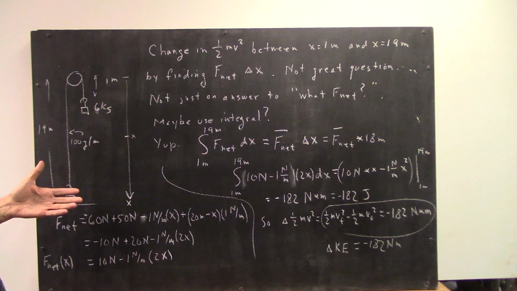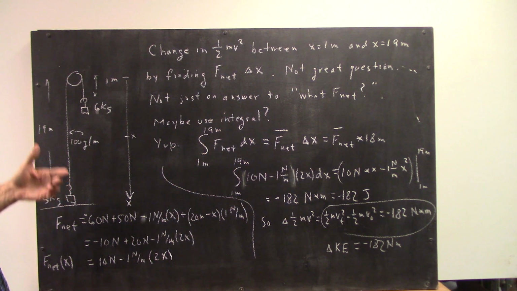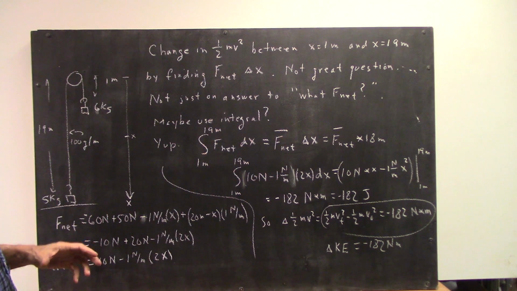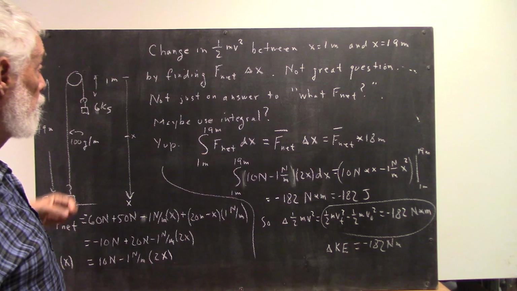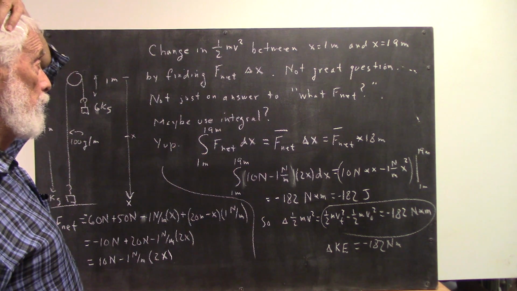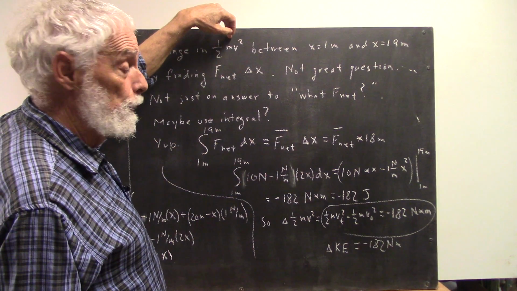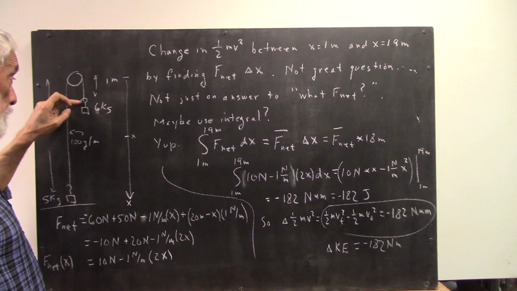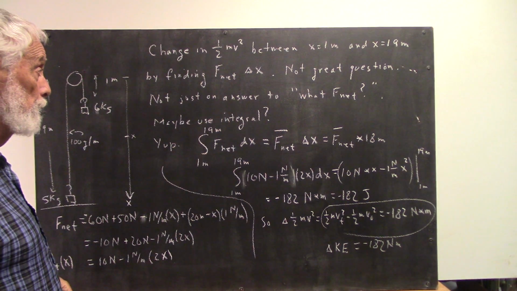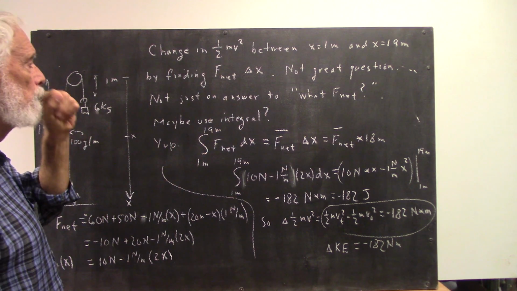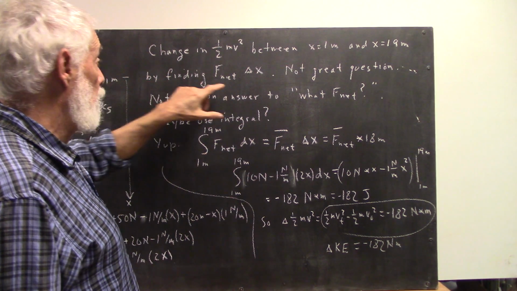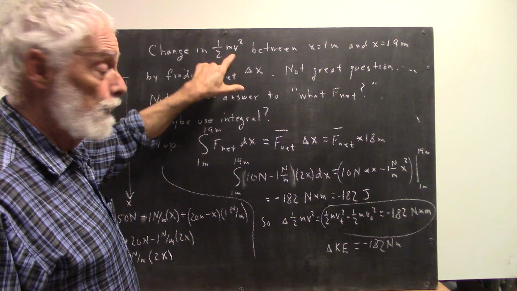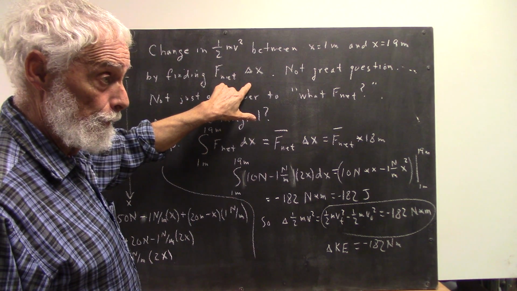We won't get the equation of motion, but we will be able to find the velocity of this object at any point using the work kinetic energy theorem that we derived in the preceding video. Okay, so we can say now that the change in the 1/2 mv squared using that result between x equals 1 meter and x equals 19 meters, between here and the floor, just for one example of what we can do, we can find that change by finding F net delta x, because the change in 1/2 mv squared is the change in F net delta x.